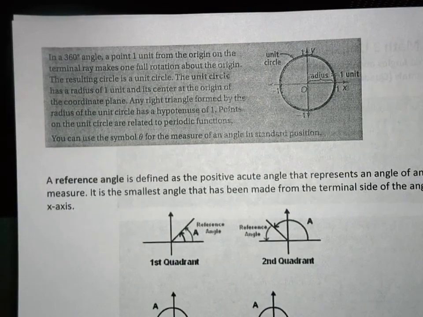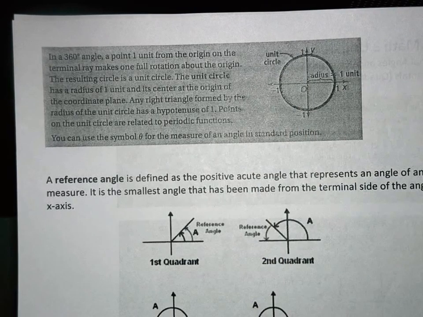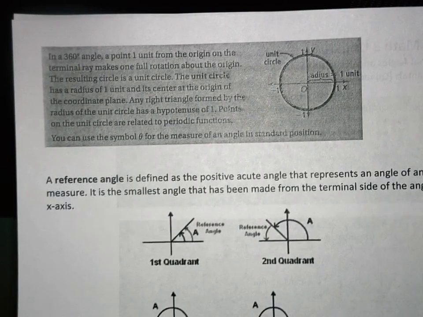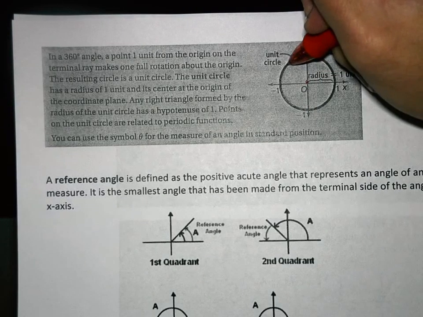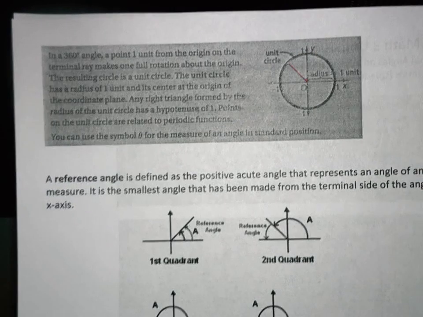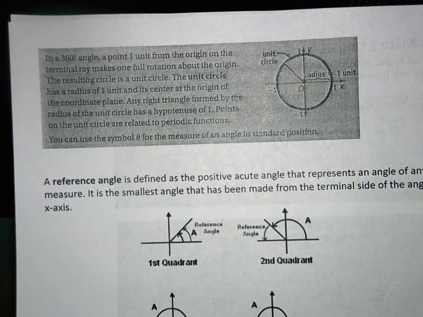Okay, so in a 360 degree angle, a point 1 unit from the origin on the terminal ray makes one full rotation. What they're saying is this is 1 unit, that 1 unit's going all the way around. Okay? This is called a unit circle. A unit circle has a radius of 1 unit and its center at the origin of a coordinate plane. That means that any line coming off of here will end up making 1 unit. So all of the hypotenuses, when you're drawing them out, are going to be 1 unit.